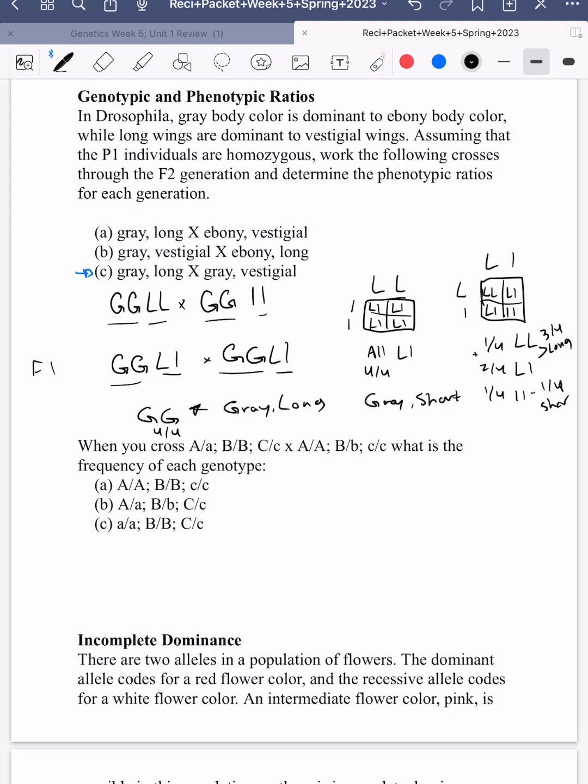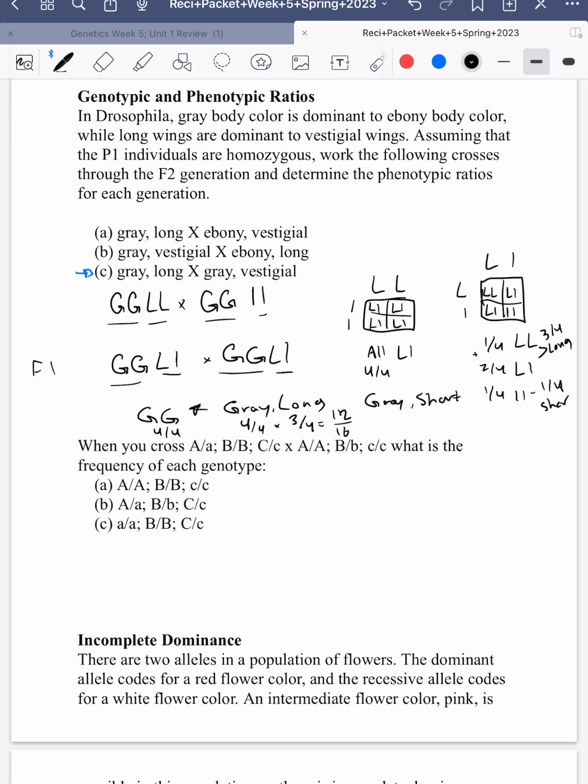In order to get this ratio, all we need to do is multiply the ratio for having the gray phenotype, which is 4 out of 4, since all of them will be big G. Multiply that with the ratio for having long wings, which is 3 out of 4. What we get is 12 out of 16.